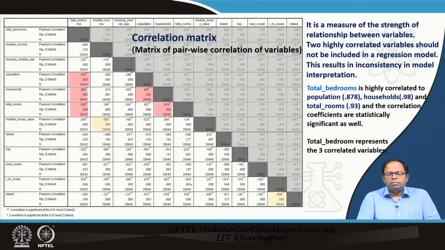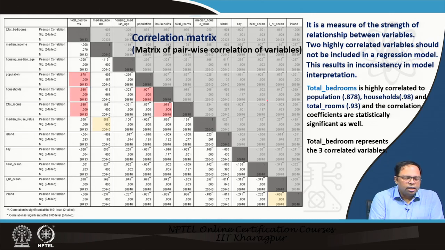So this is the correlation matrix that we need to generate. This is a matrix of pairwise correlation of variables. Only one side is done, and this correlation shows the strength of relationship between variables. Two highly correlated variables should not be included in the regression model, that we have already discussed, because it results in inconsistency, and as we can see over here, there are certain variables which are very correlated.